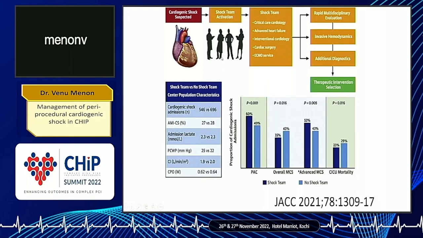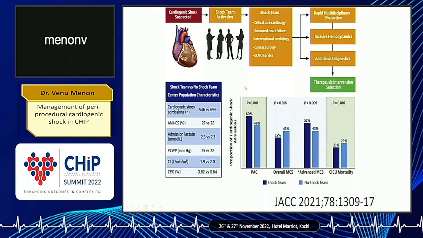But the use of a shock team led to more use of PA catheterization, more advanced MCS use than routine MCS use, with an associated decline in mortality rate, which may be a reflection of decision-making, timeliness of decision-making, rather than any one of these individual interventions that Ajit outlined in the last talk. And I'm fully in agreement with him on his interpretation of this data.